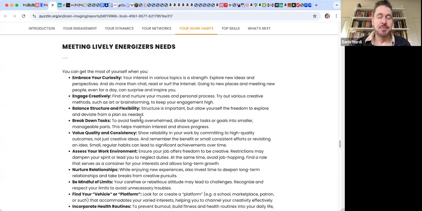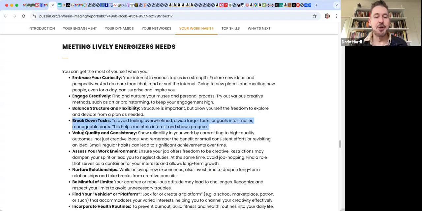So for example, making sure in your job that you have opportunities to be creative, and that you can also have some flexibility, but it's also suggesting some things that will help you. For example, number 4 here, to avoid feeling overwhelmed, divide larger tasks or goals into smaller manageable parts. This helps maintain interest and show progress. So breaking down tasks, because otherwise the creative subtype can feel overwhelmed.